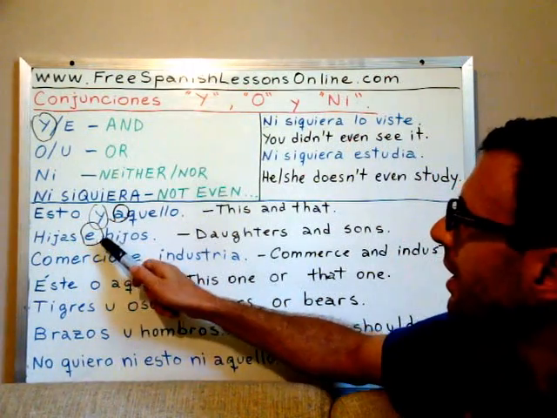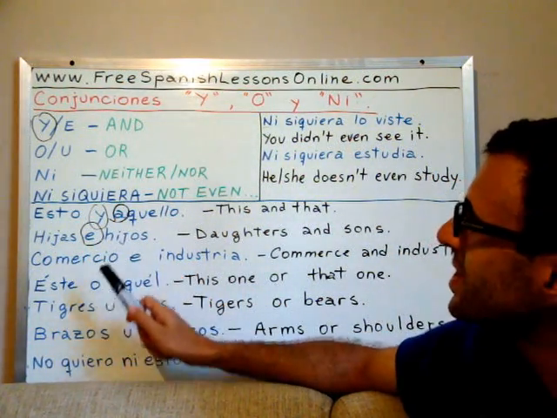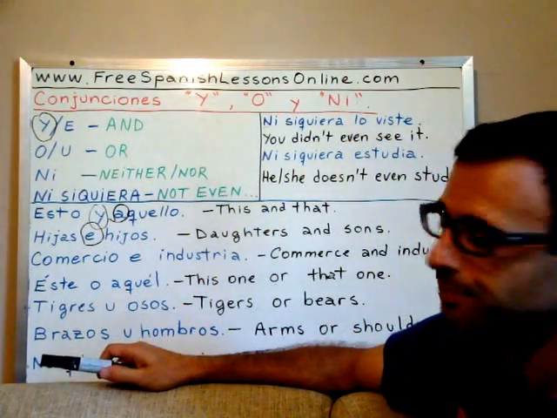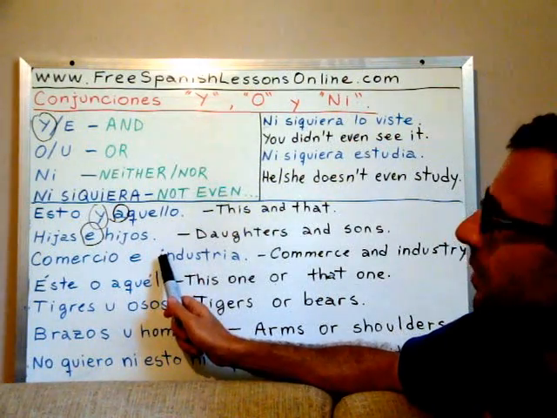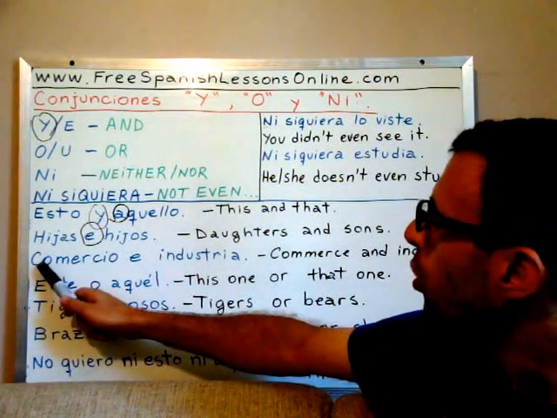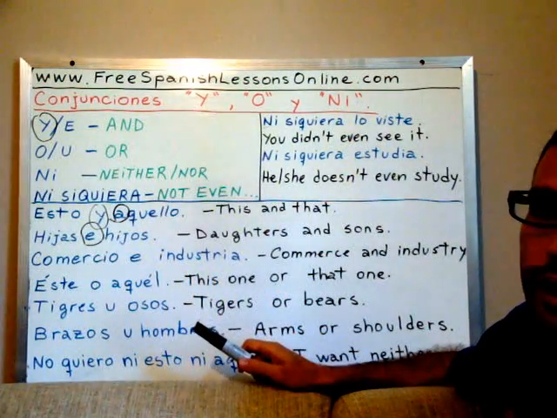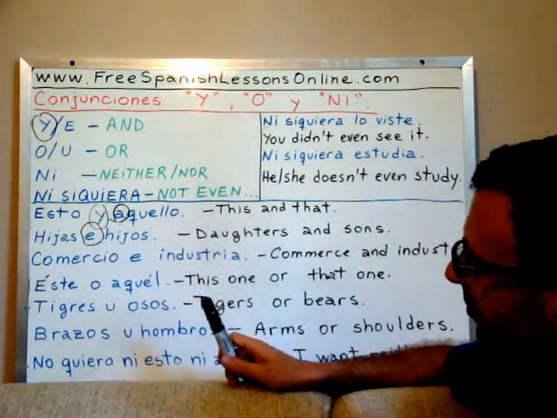Hijas e hijos. Here HI, so we change the E for E. As in here, it's not HI, it's simply I. Comercio e industria. This is commerce and industry.